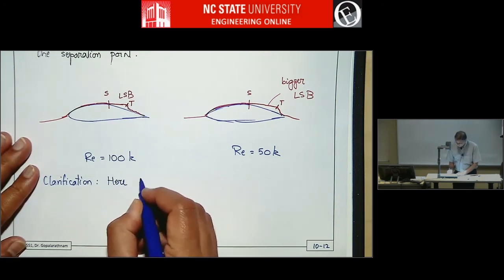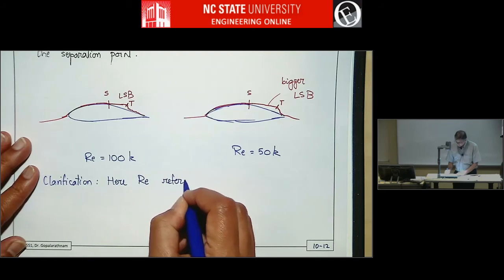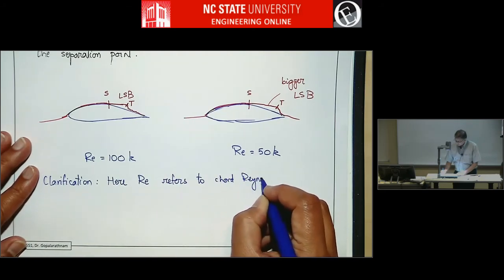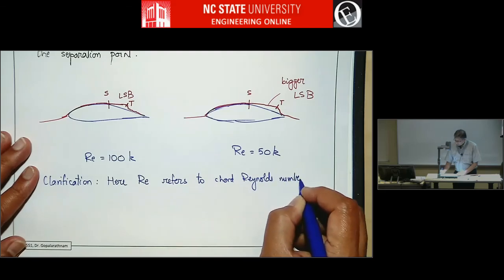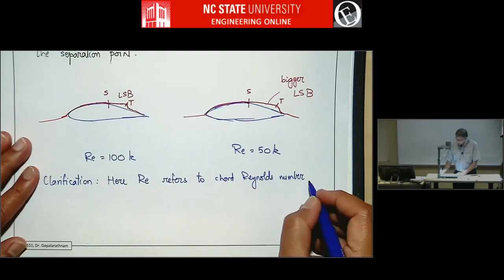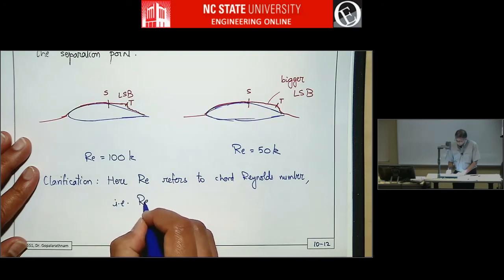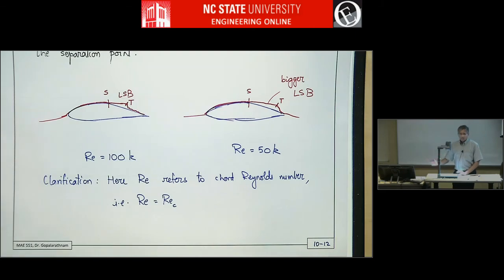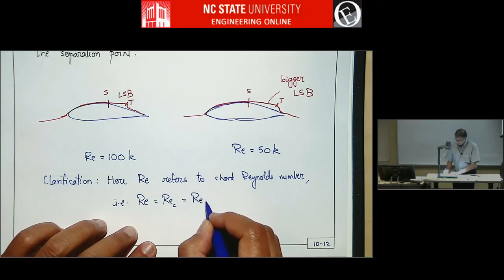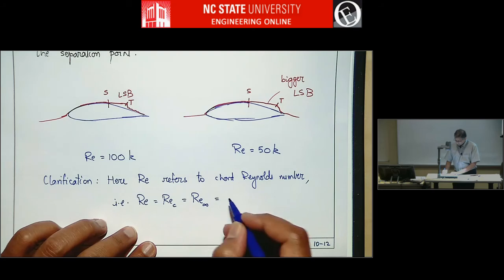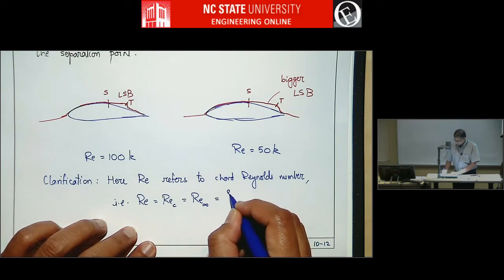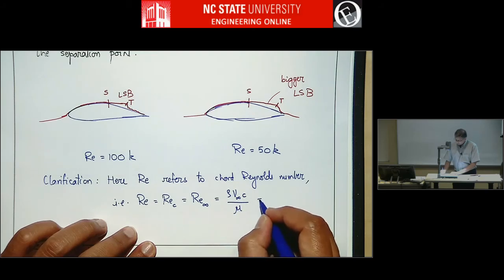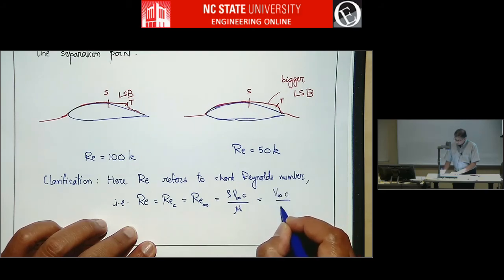Here we are referring to chord Reynolds number using free stream velocity. So that is Re, sometimes it's written as Re_c to avoid confusing with Reynolds number based on boundary layer thickness or something like that. Sometimes it's referred to as Re infinity. I think I've seen it in some places. But basically what this is, rho V infinity chord over mu, which is the same as V infinity chord over nu.